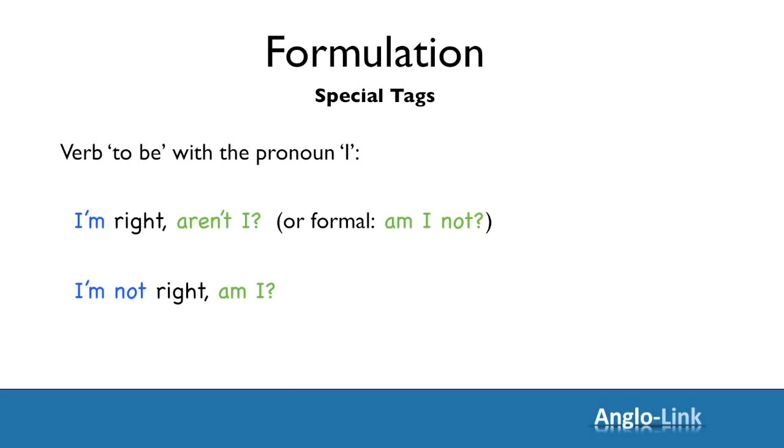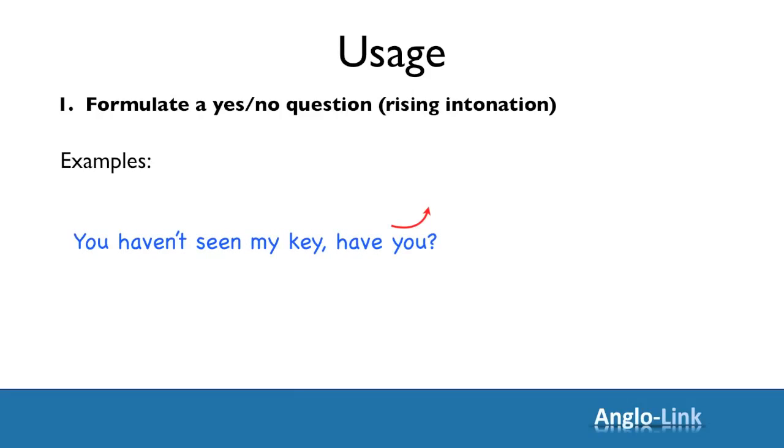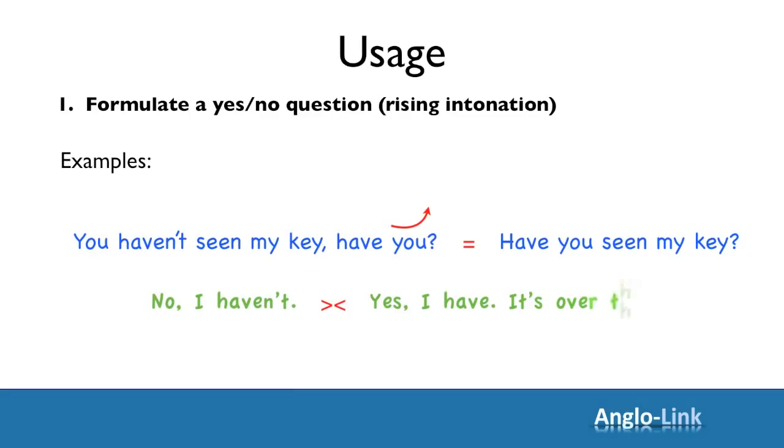Well, that's all for formulation. We can now move on to usage. As I said, the first usage of a question tag is to formulate a simple yes-no question, but in this case, you have to use a rising intonation. Let's look at some examples. You haven't seen my key, have you? It's the same as saying, have you seen my key? You expect either a yes or a no answer. No, I haven't. Or, yes, I have. It's over there.